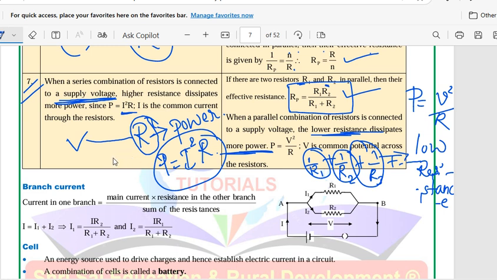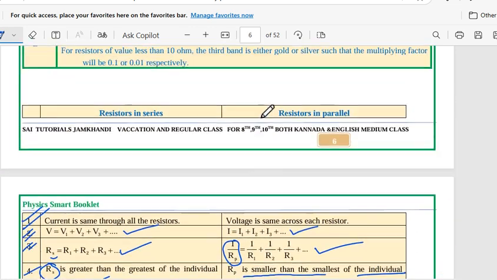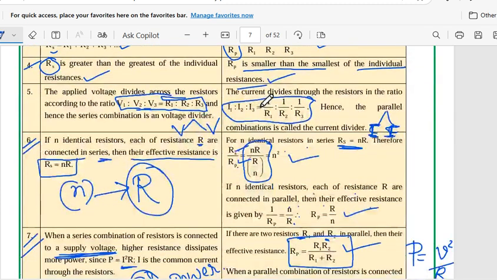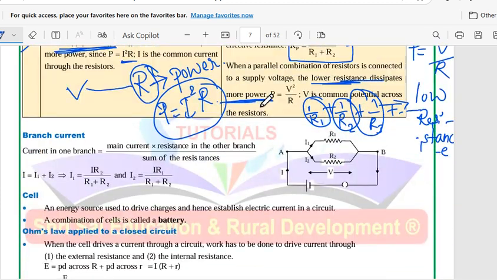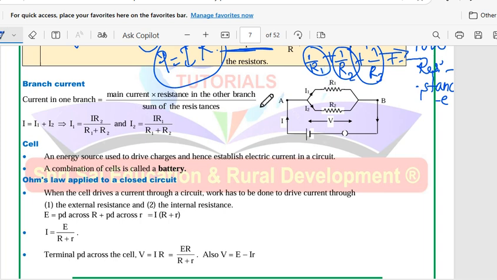Where V is the common potential across the resistors. In case of series combination, the resistor having the higher resistance will dissipate the power. But in case of parallel combination, the resistor having the lower resistance will dissipate the power, that is P equal to V square by R. So these are the differences we have learnt in combination of series as well as parallel resistors. I hope this concept is clear to you.